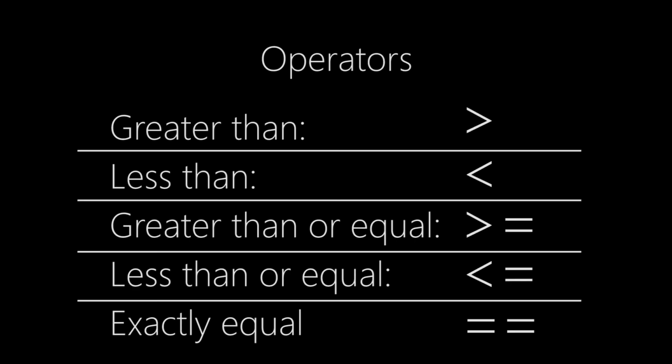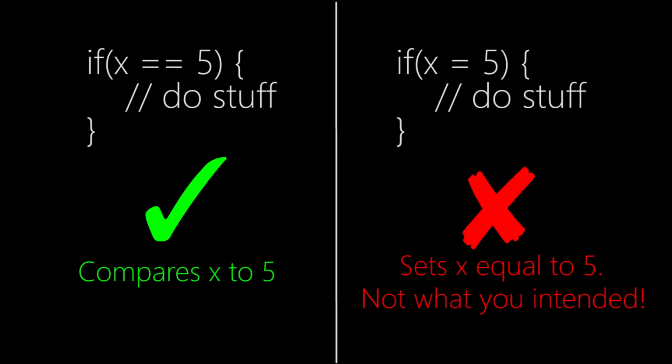In this tutorial, we use the greater than operator. There are other comparisons you can make, though, like greater than or equal, less than or equal, or exactly equal. To compare whether it's equal to something, you need to use two equal signs. Beginners very frequently make the mistake of using a single equal sign, which sets a variable instead of comparing it. This is technically valid C++, so be very careful. Always use two equal signs when you're comparing.